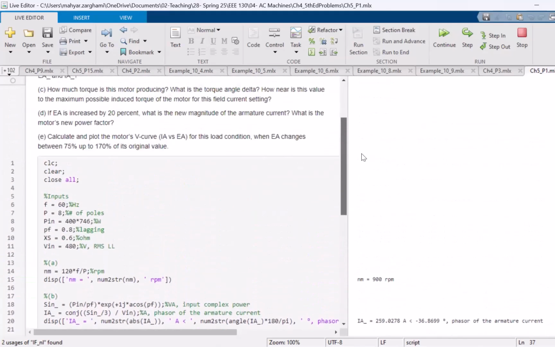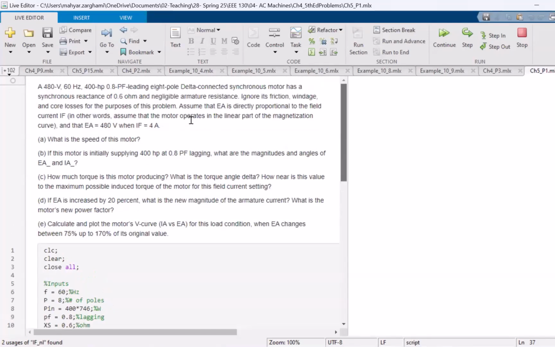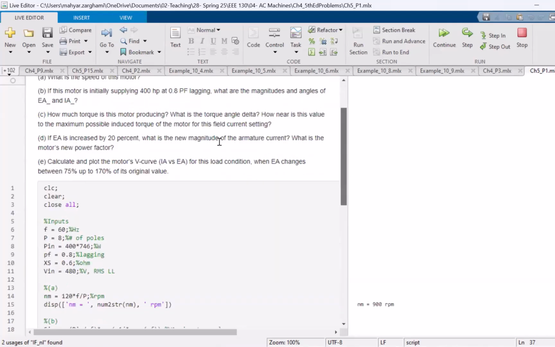Then part D is asking what happens if EA is increased by 20%. And remember, the relationship between EA and IF was linear. What would be the new magnitude of the armature current? Remember, we are increasing EA, but we haven't changed torque or power. So the power is the same, torque is the same, just EA has changed. We want to see what change will happen in the armature current and what would be the motor's new power factor.